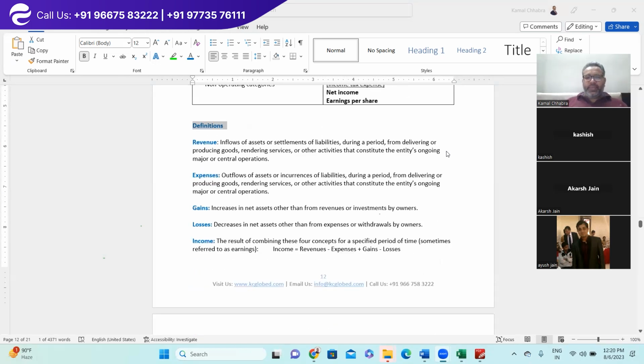And there are a few definitions, the general ones. What is revenue? Revenue is an inflow.